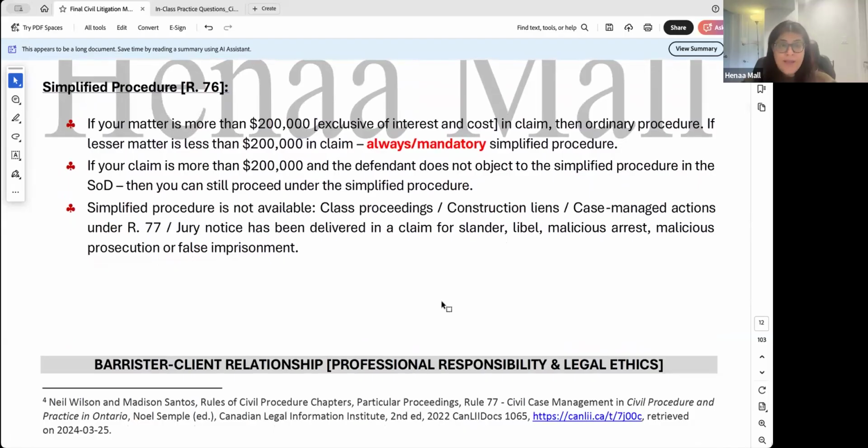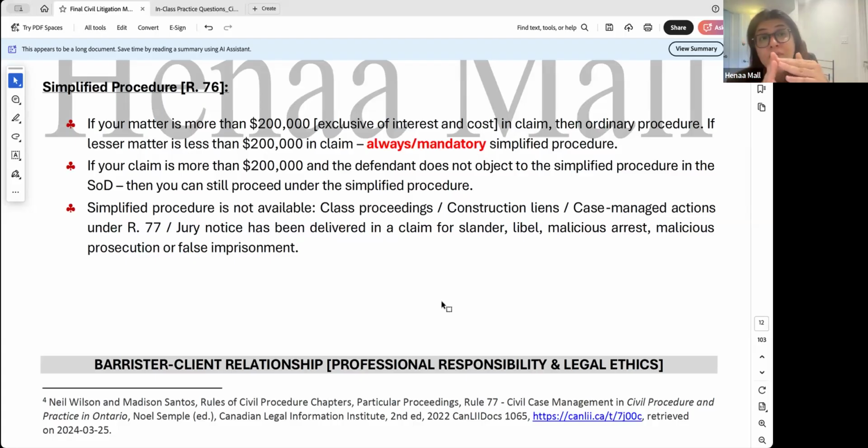Now, let's look at, I'm sorry, simplified procedure. If your matter is more than $200,000, you will go under ordinary procedure. This limit will change to $500,000 once the new rules kick in. If your matter is less than $200,000, simplified procedure is mandatory; you don't have a choice. This $200,000 does not include your interest and costs.